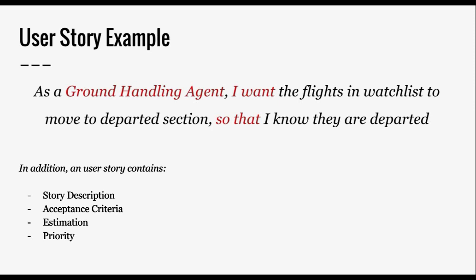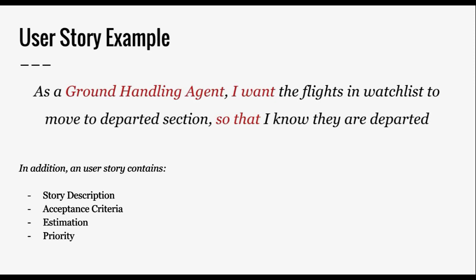As you can see, a user story follows a specific format, but it's not a rule, it's a preferred format. It starts with as a user. In this case, the user is a ground handling agent. What the user tries to do: I want the flights in watch list to move to a departed section. And what the user gets out of it: so that the user knows that the flights are departed. Though this is not a strict format, it is a common industry format used to write user stories.